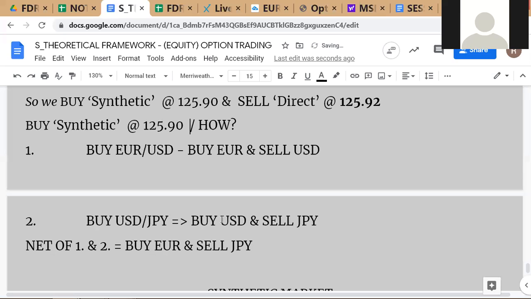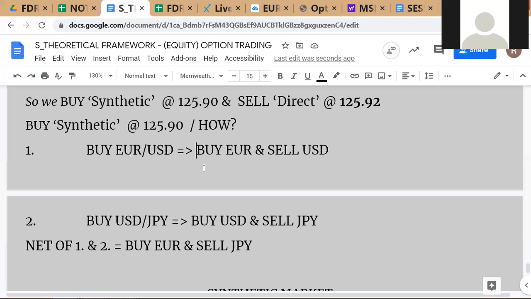It should be an implied sign. Buy dollar yen. Buy euro dollar FX, which means buy euro and sell your dollars. Buy dollar yen, which means buy dollars and sell yen. Buy dollars, sell dollars cancels out. You're left with buy euros, sell yen. Buy euro, sell yen means synthetic long euro yen.